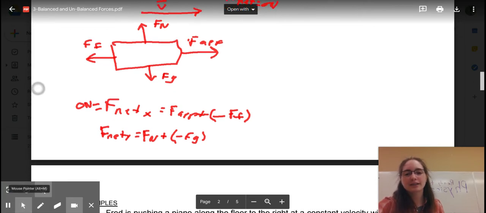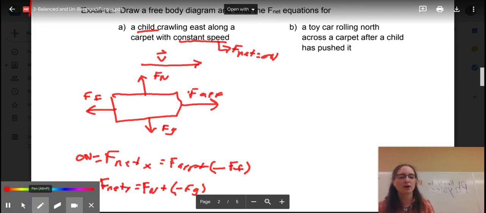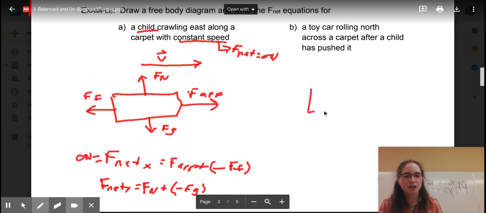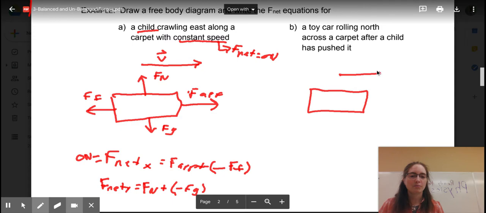Let's look at our next example here, where we have our toy car rolling north across a carpet after a child has pushed on it. This is a key entity right here. Now, where's my pen? Come on, pen, you can do it. There we go. So I'm going to draw a toy car. Close enough. Now, key thing, after a child has pushed on it. The motion of the car is going to be this way. Okay, that's where this car is going.